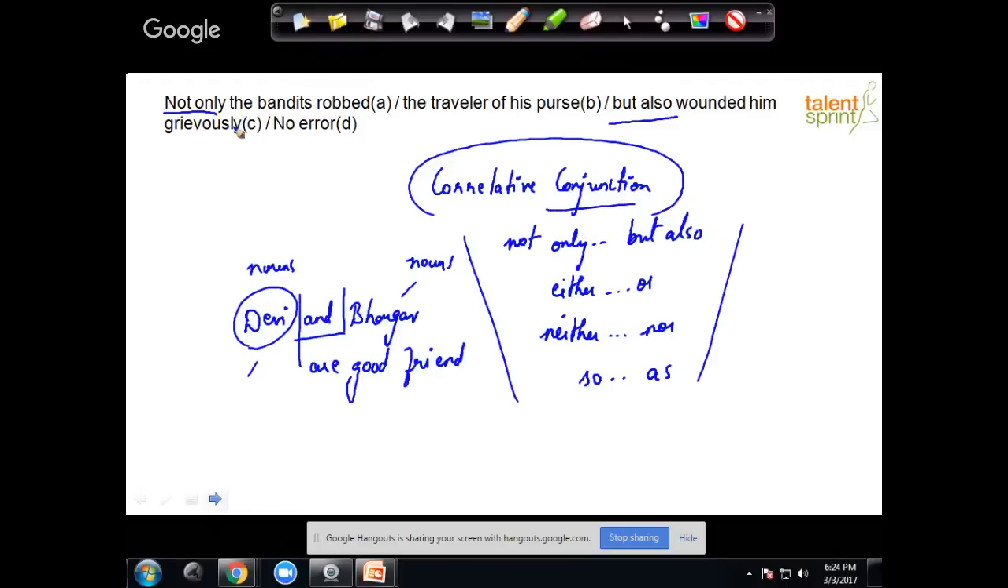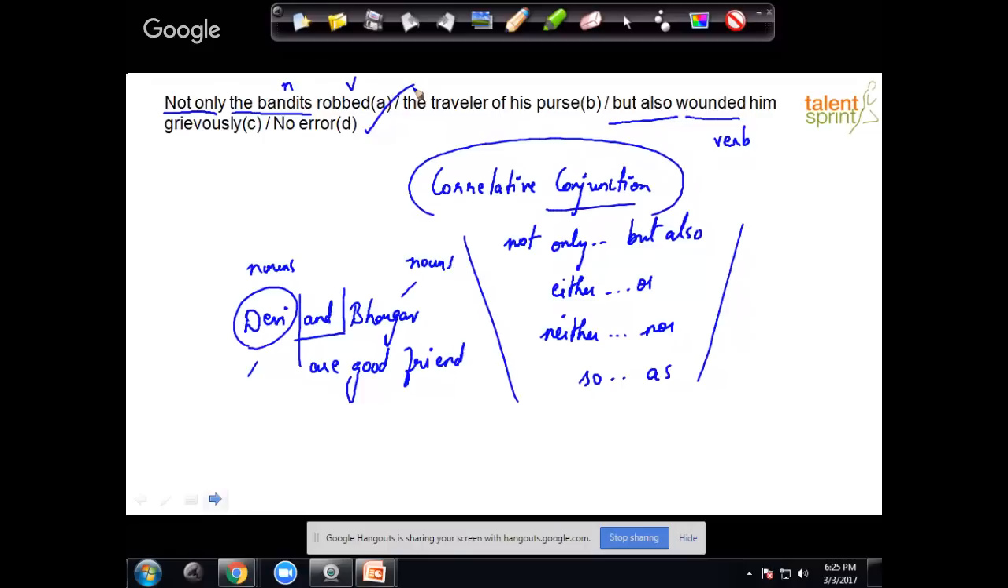What is following "not only"? The bandits, which is a noun. "Robbed" is the verb. But what about "but also"? "But also" is following a verb. I need to make sure these two are aligned, which means no. So I need to make changes. So I will just make sure this is "also".